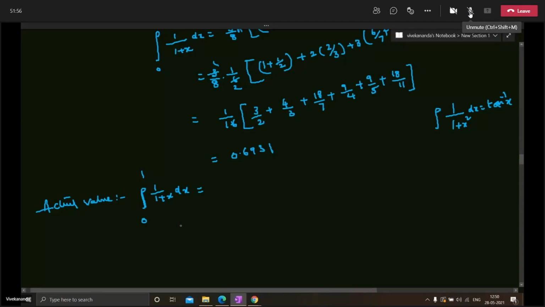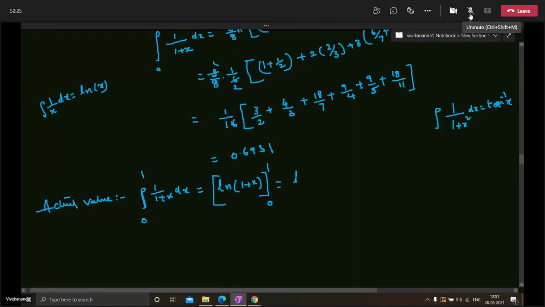Now it is 1 plus x, not x square, only x. What about the integration of 1 by x dx? What is it? Log x. Similarly, the integration of 1 by 1 plus x is log x over the limits 0 to 1.